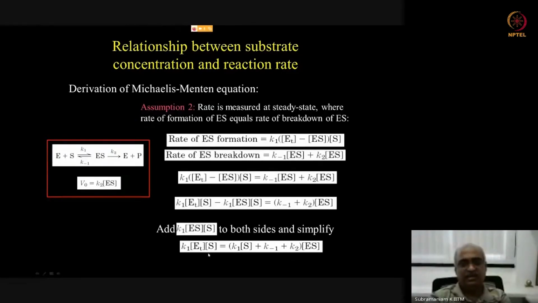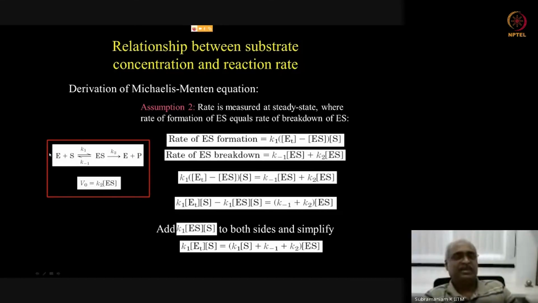Okay, so with those two in mind, and with assumption 1 that we are measuring initial rate, we go to the second assumption. The second assumption I already mentioned while defining the pre-steady state, where I had to define steady state. So steady state is assumption 2. We assume the reaction is at steady state, where the ES formation and breakdown are equal. This is the major assumption of the Michaelis-Menten kinetics.